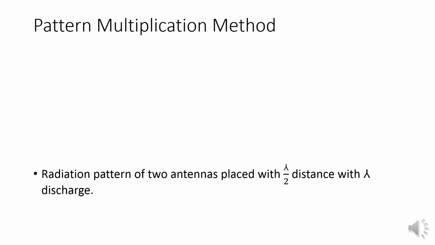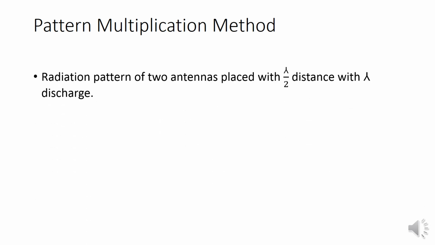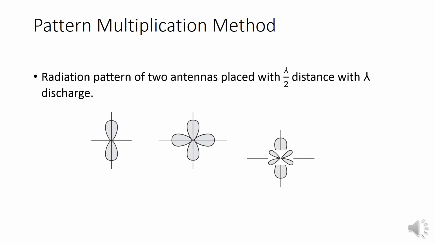And now we can see the pattern multiplication method. The radiation pattern of 2 antennas placed lambda by 2 apart will be placed at a distance of lambda. You can see there are equal distance lobes, as we saw in the previous slide. It is going to get multiplied, and the antenna is placed at a distance of lambda by 2. So this is how we get the radiation pattern at the output.